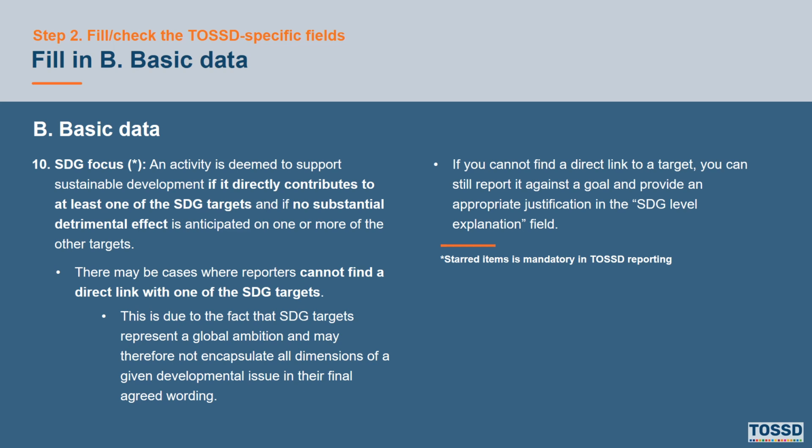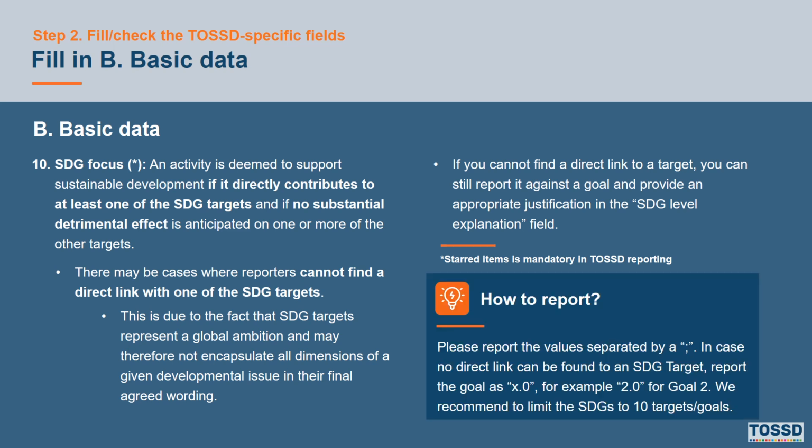There may be cases where reporters cannot find a direct link with one of the SDG targets. This is due to the fact that SDG targets represent a global ambition and may therefore not encapsulate all dimensions of a given developmental issue in their final agreed wording. If you cannot find a direct link to a target, you can still report it against a goal and provide an appropriate justification in the SDG level explanation field.